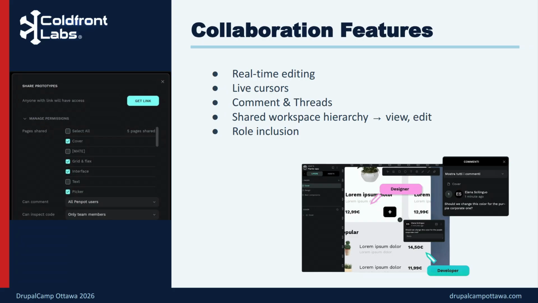And last is role inclusion. Teams can control who can view their projects, who can edit designs, who can comment, and who can inspect their code. For example, the designers focus on layouts and interactions, while developers inspect spacing or CSS properties, and the stakeholders and clients can also be included by being able to comment and give their feedback. This is great because traditional workflows often separate the designers and the developers into different tools and processes, but Penpot tries to bring everyone together into one space.